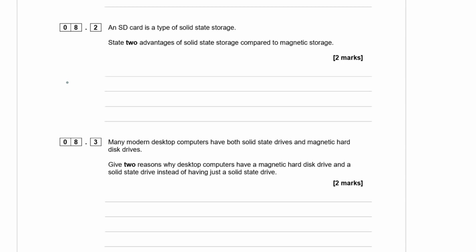An SD card is a type of solid-state storage. Show 2 advantages of using this compared to magnetic storage. So solid-state is non-mechanical, which means it hasn't got like a spinning disk like magnetic storage does. It's basically just logic gates put together.